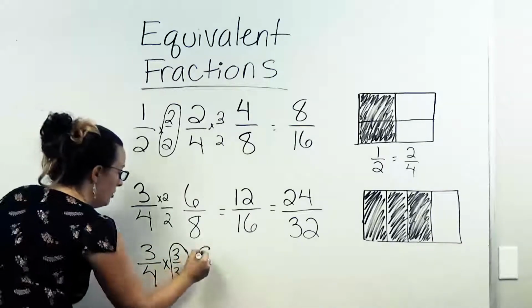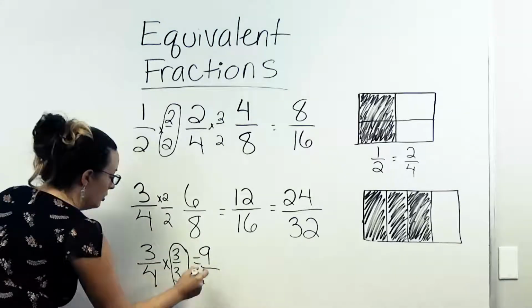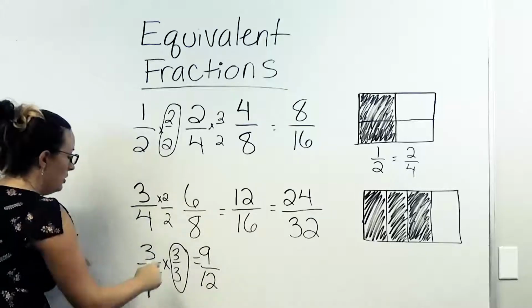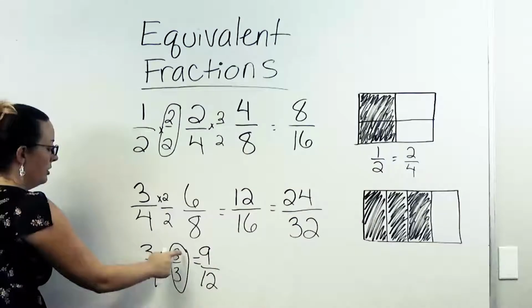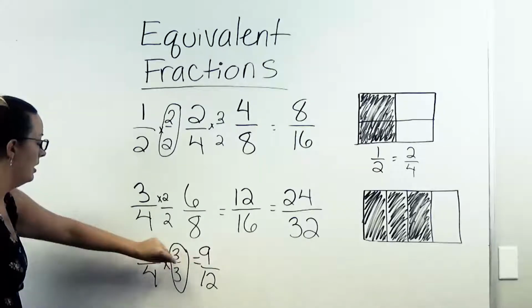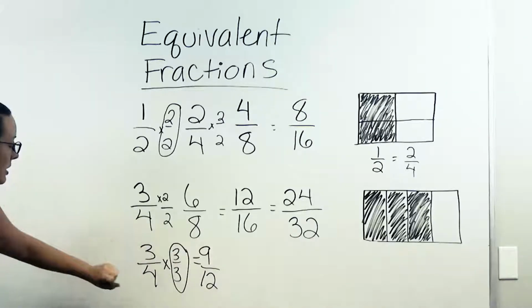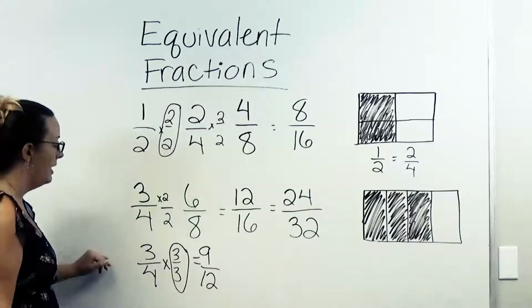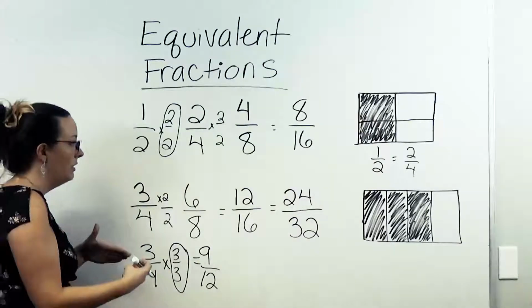So 3 times 3 equals 9, and 4 times 3 equals 12. So these are also equivalent. As long as the numerator and denominator are multiplied by the same number, the numerator and denominator of the fraction that you're trying to find an equivalent one for, then they are equivalent.